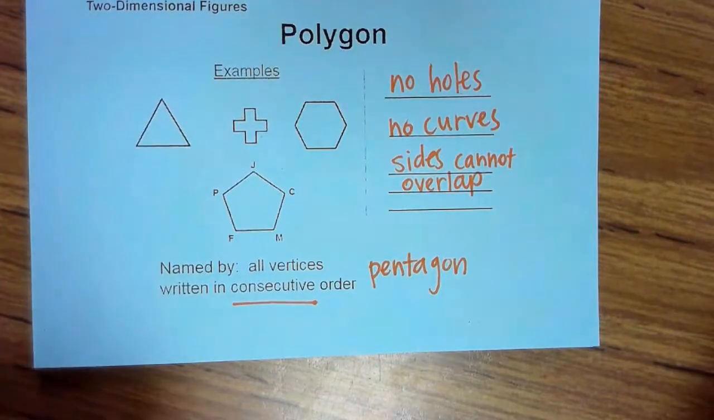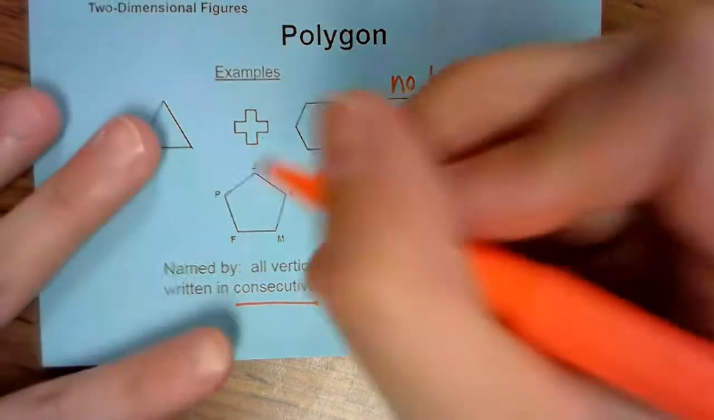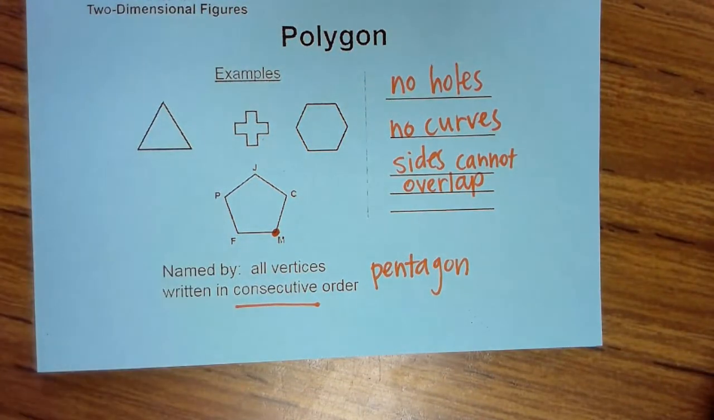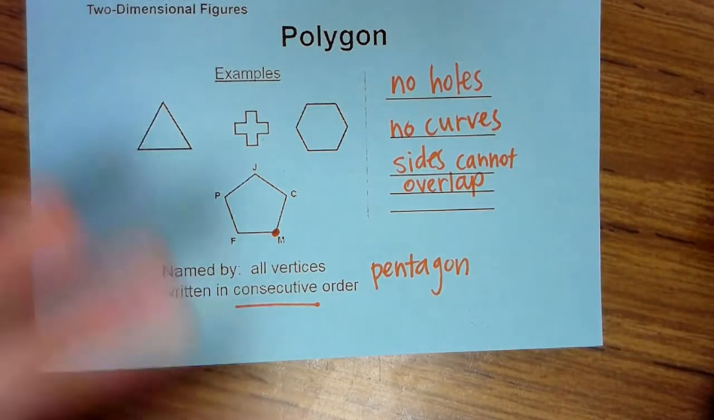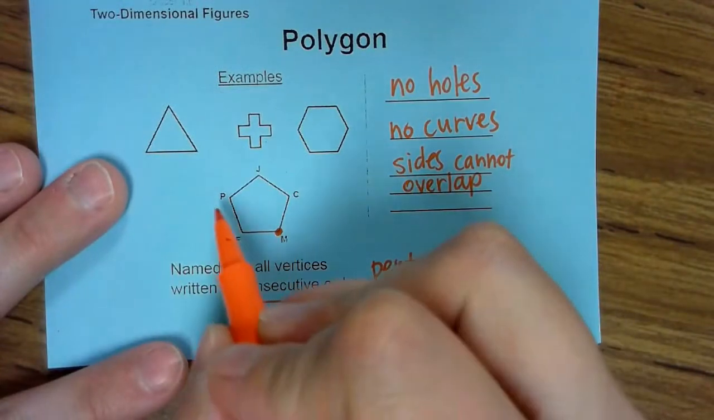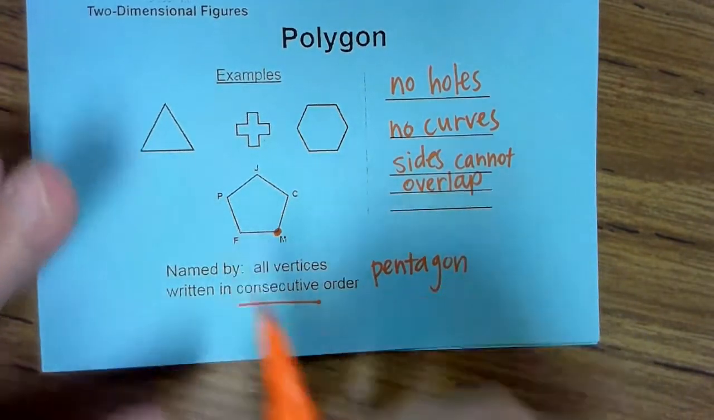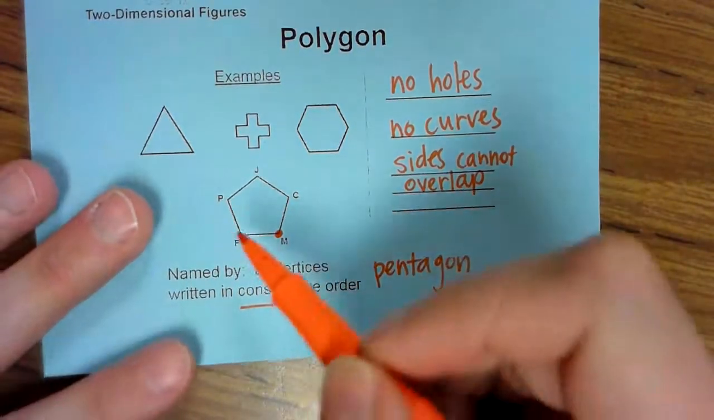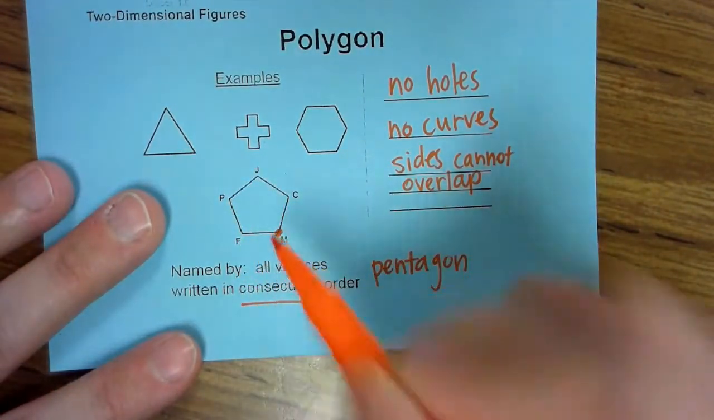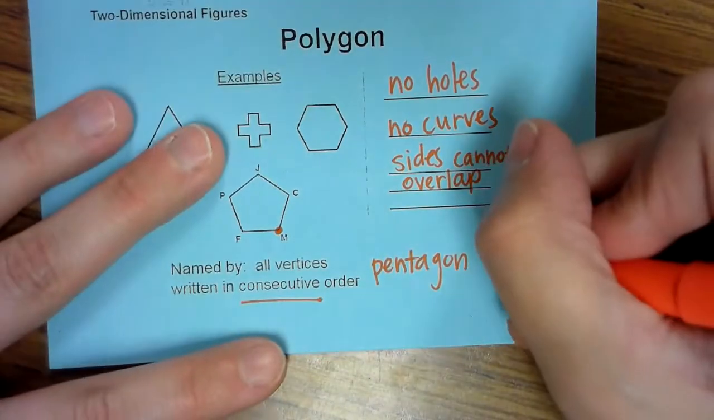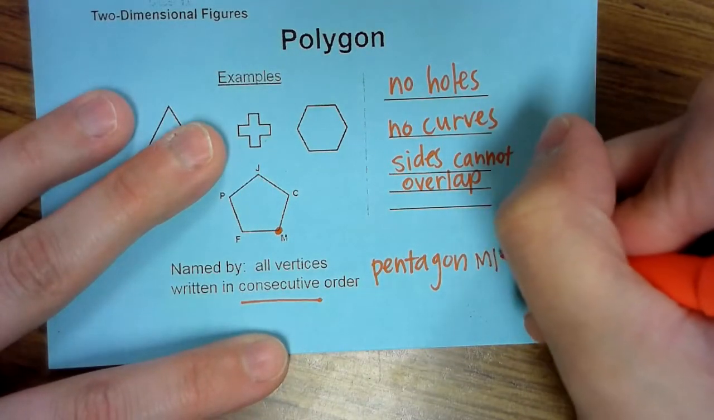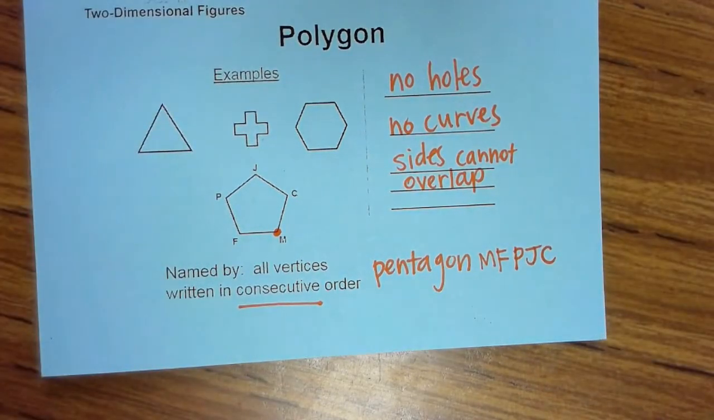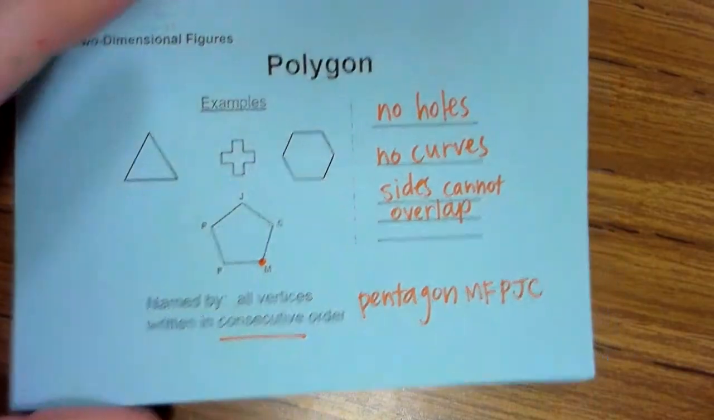So you can pick whatever vertex you want to start at, whatever point, whatever letter. So I'm going to start at M, just for fun. And then you have to go around in either a clockwise or a counterclockwise rotation. You can't say pentagon M, P, C, J, F. You can't just jump all around. You have to go around, okay? And again, you can go around either direction, but you have to be consistent. So I'm going to call this pentagon M, F, P, J, C. Okay, we'll talk more about that in a few more examples later on.